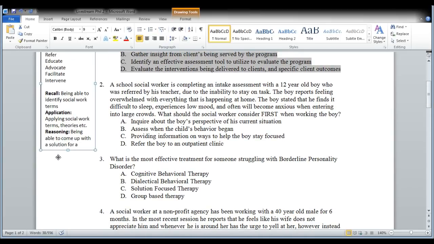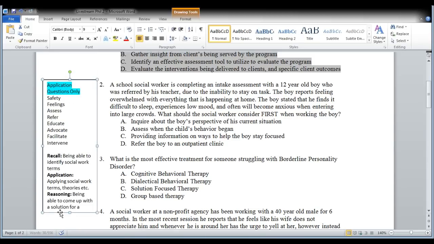So the second question: a school social worker has completed an intake assessment with a 12-year-old boy who was referred by his teacher due to inability to stay on task. The boy reports feeling overwhelmed with everything that is happening at home. The boy stated that he finds it difficult to sleep, experiences low mood, and often will become anxious when entering into large crowds. What should the social worker consider first when working with the boy?